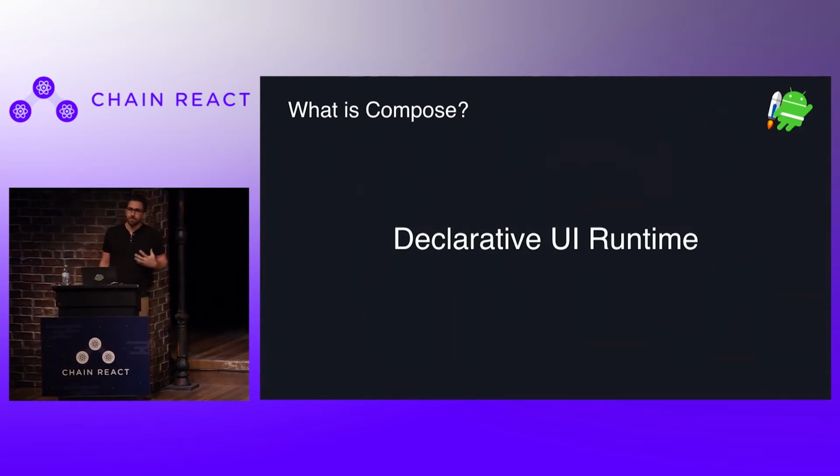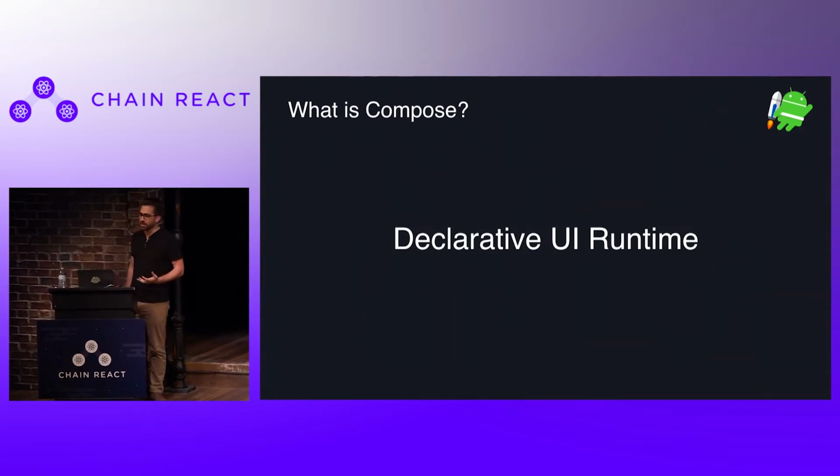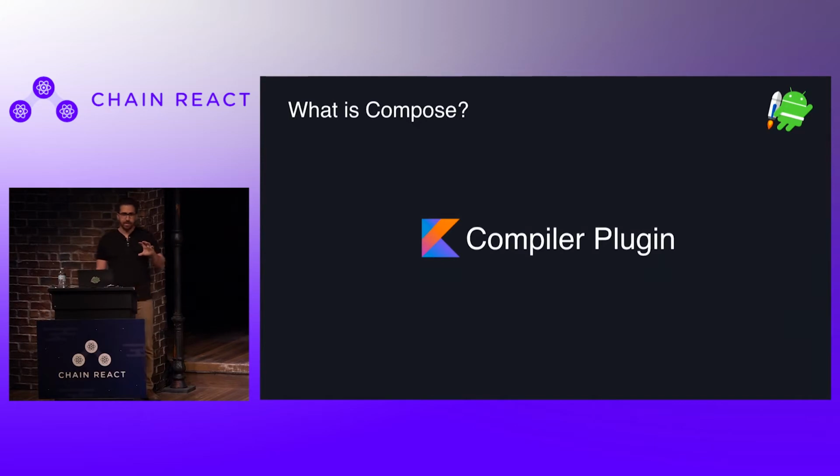So first and foremost, Compose is a declarative UI runtime. It's a component-based UI framework, much like React. In fact, many of the APIs were inspired by React and other frameworks that you're probably familiar with. It's a Kotlin compiler plugin as well. So we do some compile time optimizations, and we actually plug directly into the Kotlin compiler.